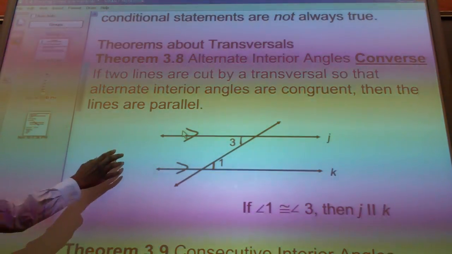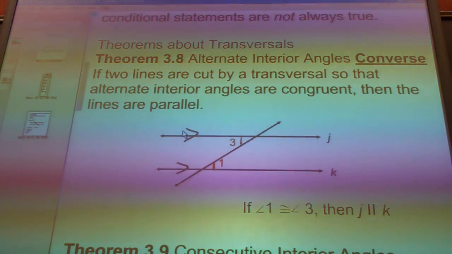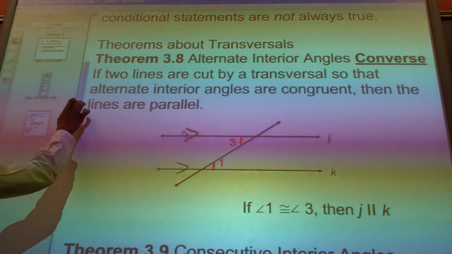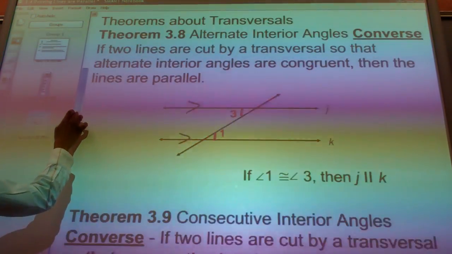Okay, so that's the converse. You can go back to chapter 3-3 and look at the alternate interior angles. And then this is the converse for it.